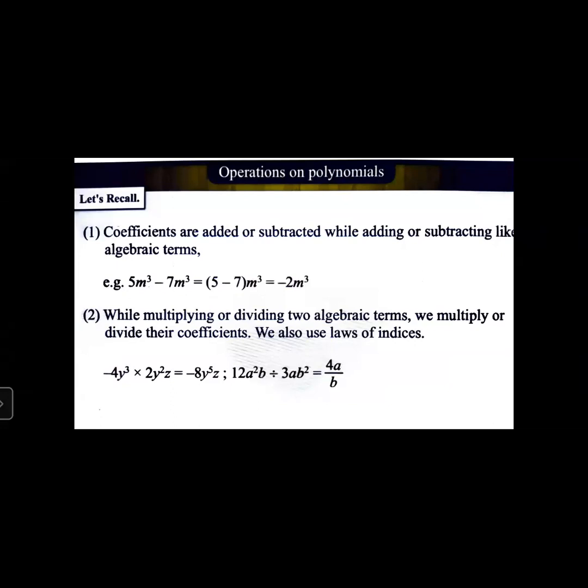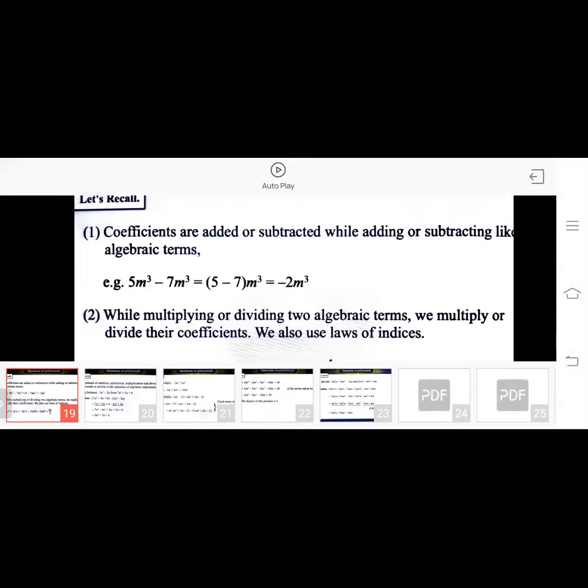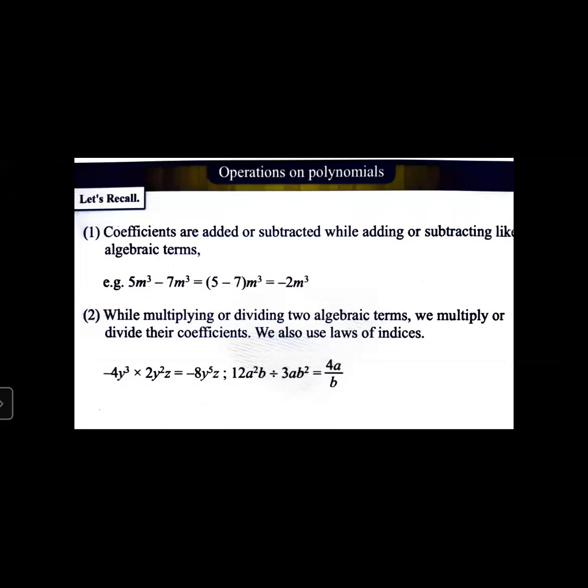Coefficients are added or subtracted while adding or subtracting like algebraic terms. For example, 5m cube minus 7m cube. If you have to subtract this, you have to find the common coefficient and common variables, keep the common variables on one side and take 5 minus 7 in a round bracket, then you will get minus 2m cube.